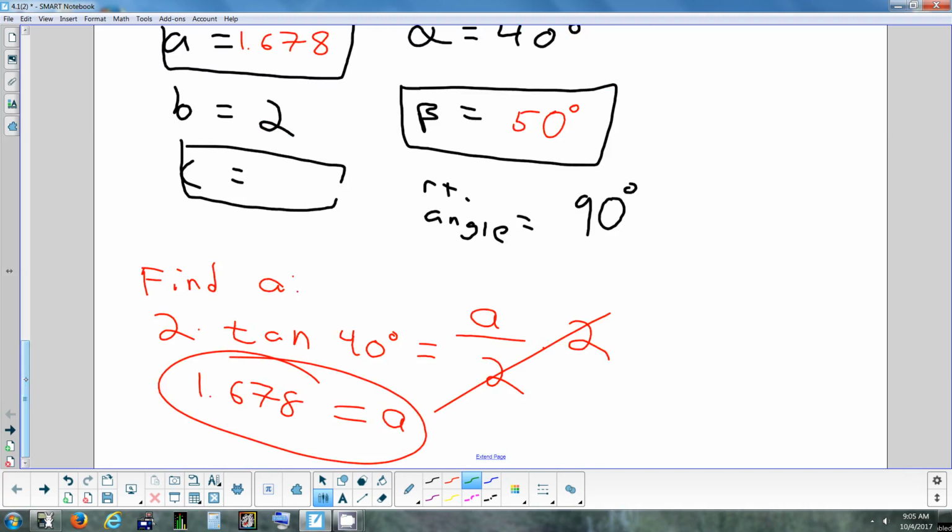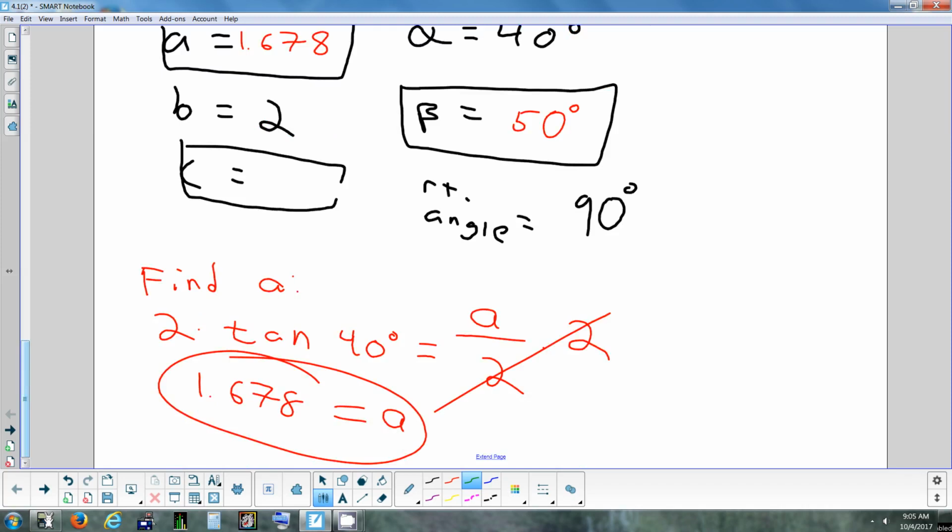Okay, but we have it right there. Now, I know A and I know B. So what theorem could I use to find C? Yeah? Pythagorean theorem. But does anybody know why I would advise to not do that? Why do you think that might not be the best idea? It might be a couple reasons. Yeah?